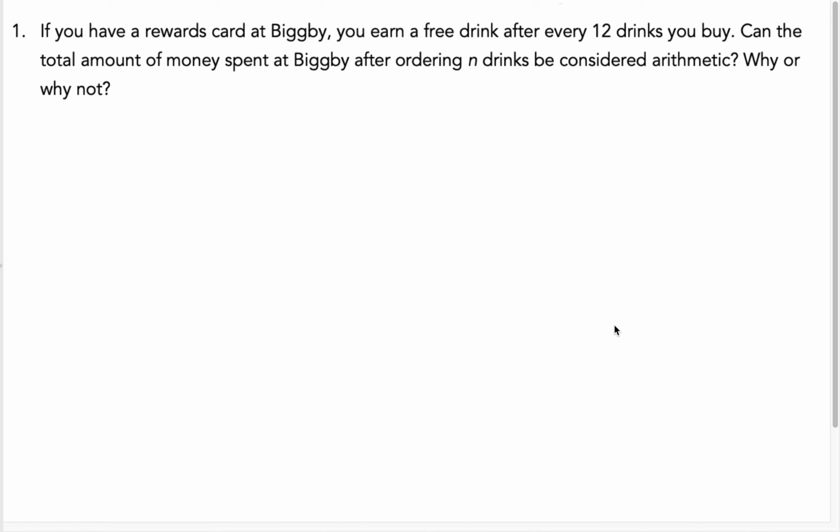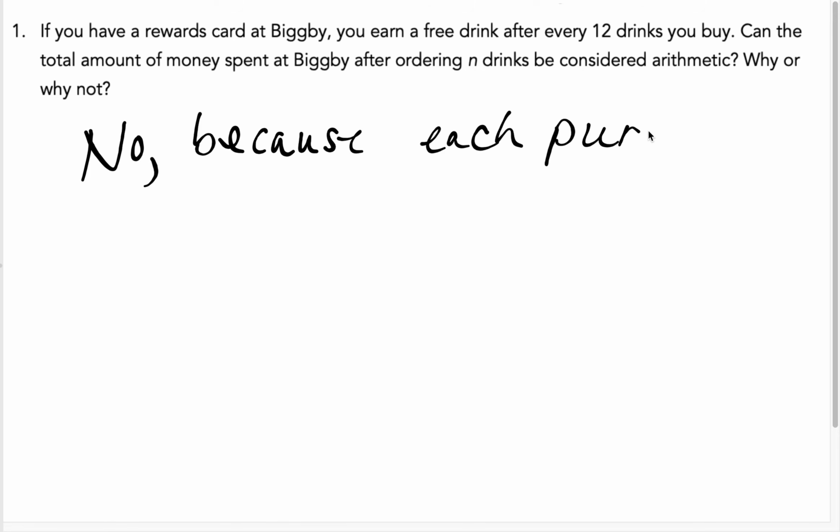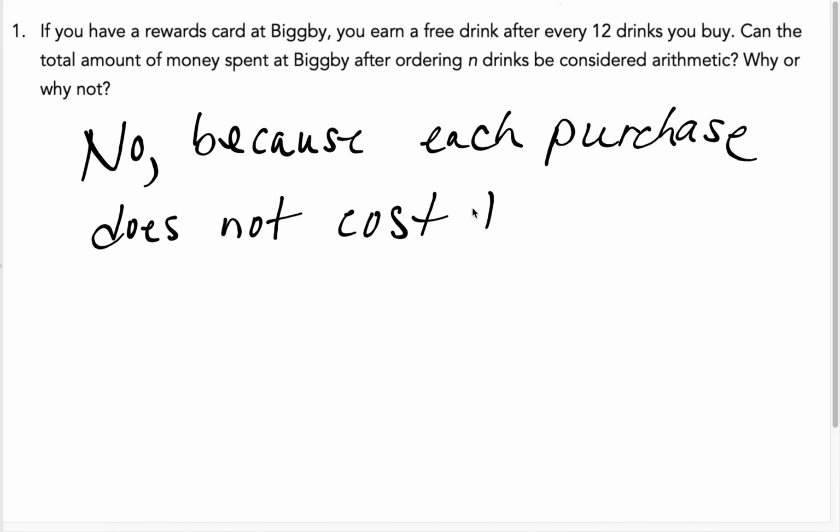All right. If you have a rewards card at Big B, you earn a free drink after every 12 drinks you buy. Can the total amount of money spent at Big B after ordering n drinks be considered arithmetic? Why or why not? Well, the answer to that has to be no, and I'm going to write why. And you should also write this. Because each purchase does not cost the same amount.